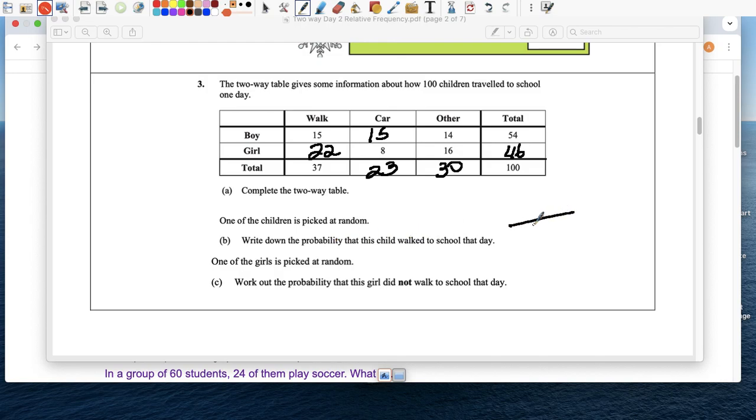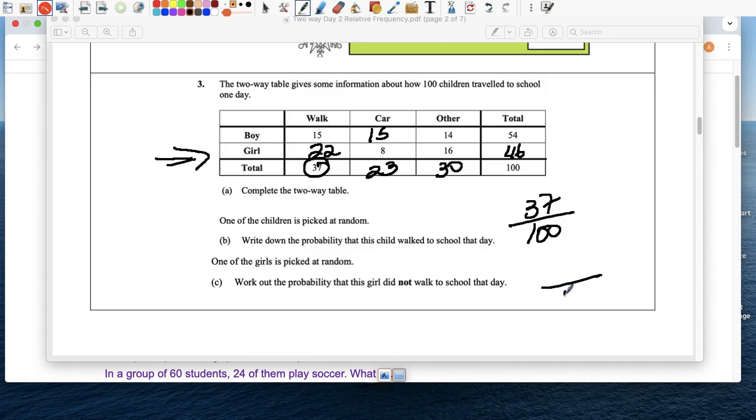Well, there were 100 kids who came to school today. And how many walked? 37. And we can leave it as a fraction. If one of the girls is picked, let's look at the girls. So the girls are in this row right here: 22 walked, 5 came by car, 16 came by other means.